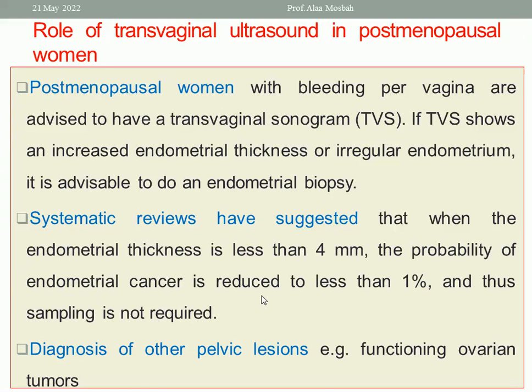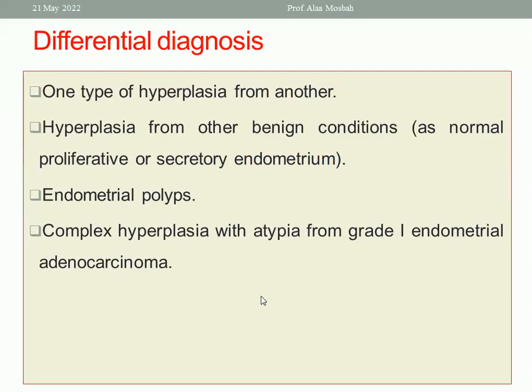so ultrasound detection of endometrial thickness is important, and any irregularity, any mass should be reported. Any pelvic mass, uterine or adnexal or ovarian mass like a functioning ovarian tumor, also should be reported. Differential diagnosis: we should differentiate each one of the hyperplasias from the other. Also, we should differentiate hyperplasia from other benign conditions like proliferative and secretory endometrium, also from endometrial polyps, and complex hyperplasia with atypia from grade 1 endometrial carcinoma.